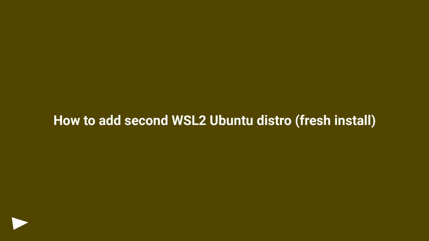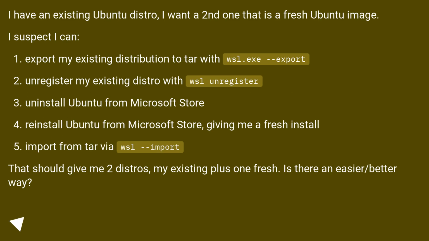How to add a second WSL2 Ubuntu distro, fresh install. I have an existing Ubuntu distro, and I want a second one that is a fresh Ubuntu image. I suspect I can export my existing distribution to tar with wsl.exe --export.